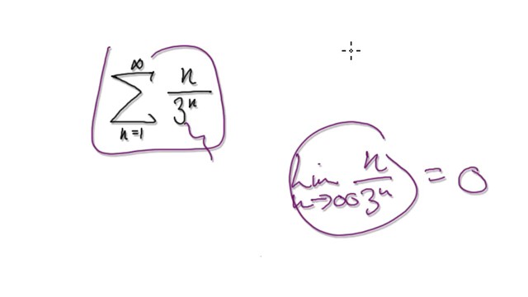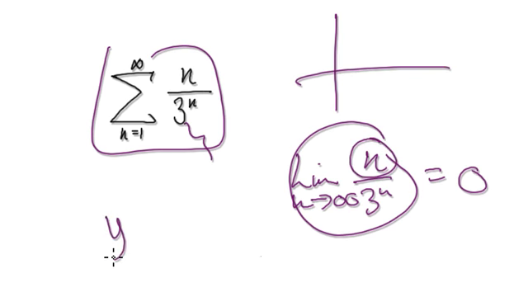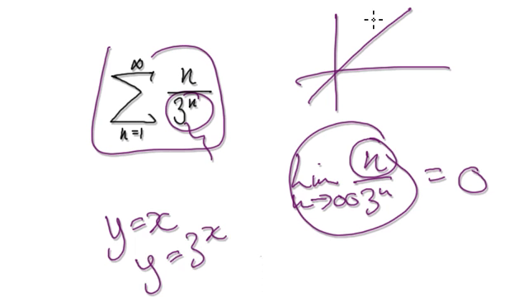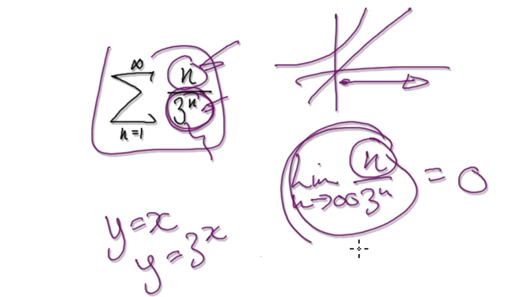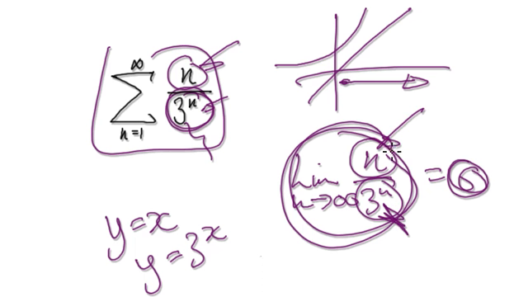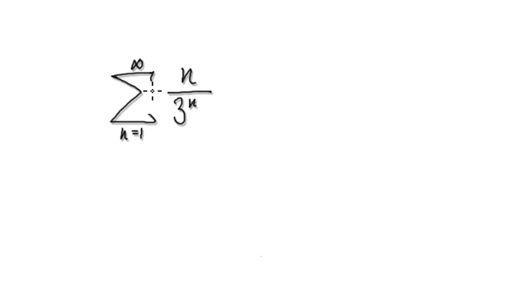Have a quick glance at this. If you look at the y equals x graph, it will look like this. If you look at y equals 3 to the power of x, it will look something like this. You can see that as n tends to infinity, 3 to the power of n will be a lot bigger than just n. So you should have a hunch that this limit will head towards zero, because the denominator will climb a lot faster than the numerator. So the nth term test is not going to yield anything.